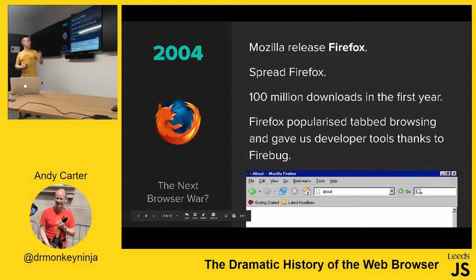But the things we've got Firefox to thank for, they popularized tab browsing, although technically the Opera browser would kind of introduce this concept a bit before this, but it was really Firefox that got it out to the masses. And also Firebug, which we have to thank for the web developer tools that we now just come to expect as part of the modern web browser.